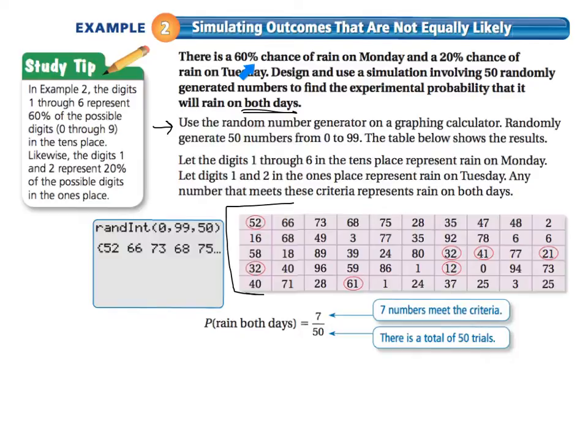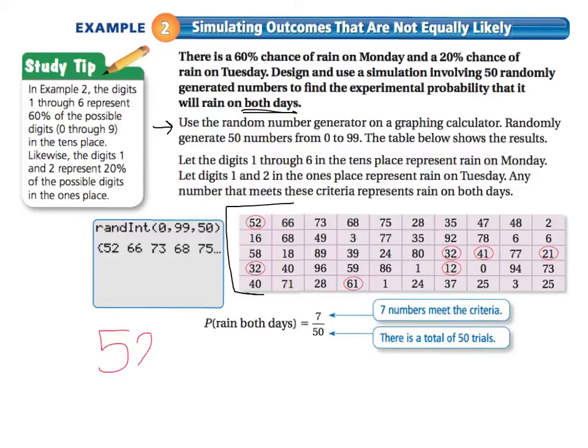Since there's a 60% chance of rain on Monday and a 20% chance of rain on Tuesday, this is the part that's going to take a while to look at. Since it's 60%, look at what we did here. The first number represents Monday in each of these digits. The second number represents Tuesday.